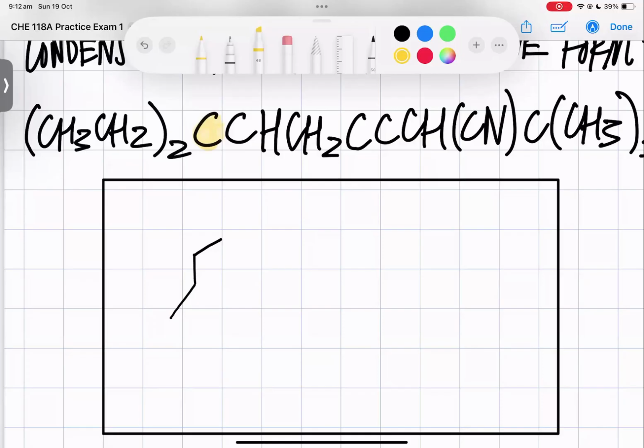Oh, I see it. But I haven't drawn that yet. So in my thought process, this was CH3, this was CH2, this was another CH2, and then this was another CH3. CH2, CH3, CH2, CH3. Oh, okay, okay. Yeah, I see where that is coming from.